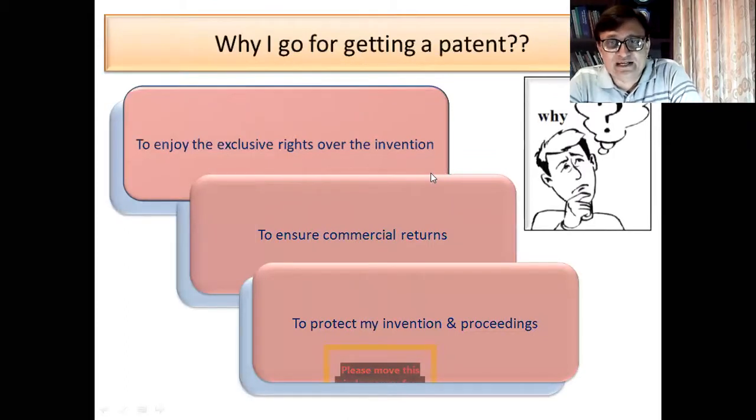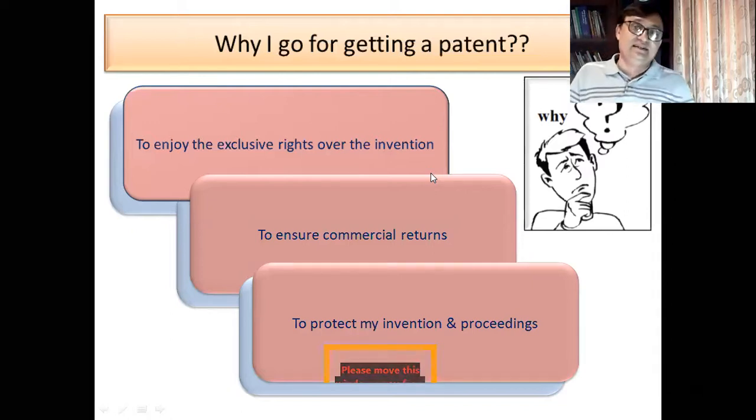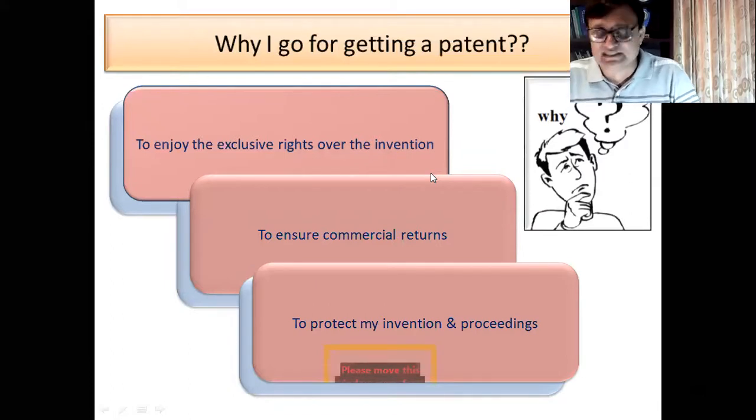Now the question before us is why I should go for getting a patent. Why is it required that if I have made certain inventions I should get a patent? Because under the Copyright Act 1957, it was not compulsory to get a registered copyright. But under the Patent Act 1970, it is compulsory to get the patent if you want to enjoy exclusive rights over the invention. Otherwise, other people will be using it and you will not be having any objection, and then you cannot make any noise on that.